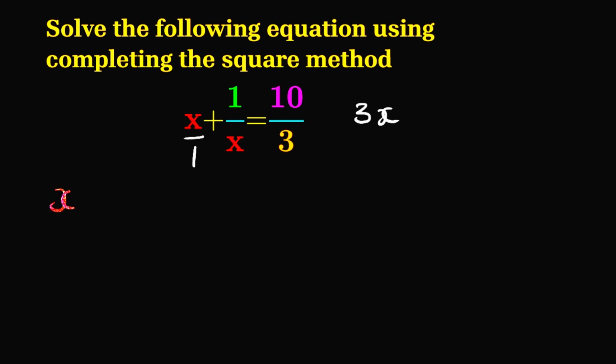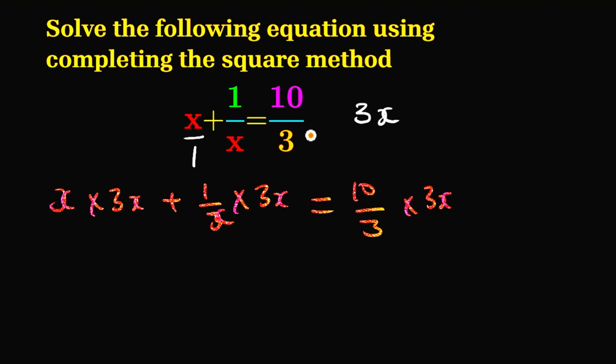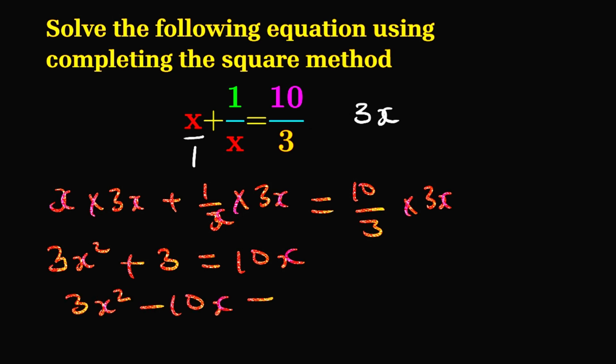So we start with x times the LCM plus 1 over x times the LCM is equal to 10 over 3 times the LCM. So x times 3x, that is 3x squared, plus 1 over x times 3x, that is 3, is equal to 10 over 3 times 3x, that is the same as 10x. So in standard form, this will be 3x squared minus 10x plus 3 equals 0.